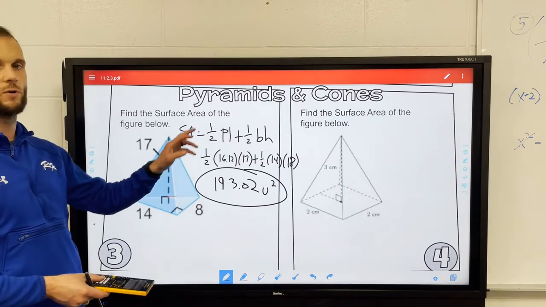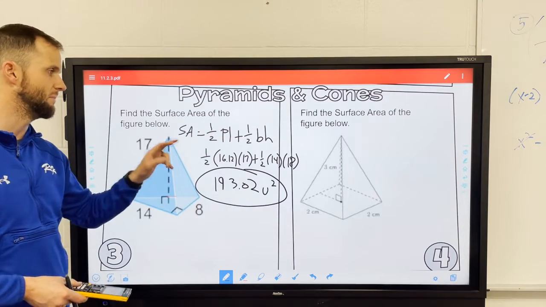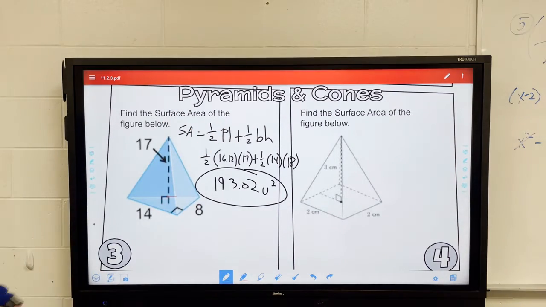So the main thing you need to focus on also is finding the area of that base. What specifically is my base? What formula do I put in there? Let's jump over to example number 4.